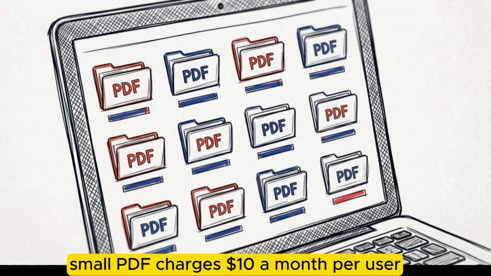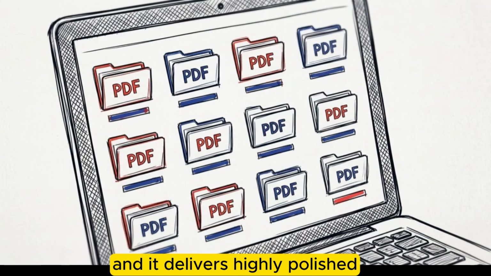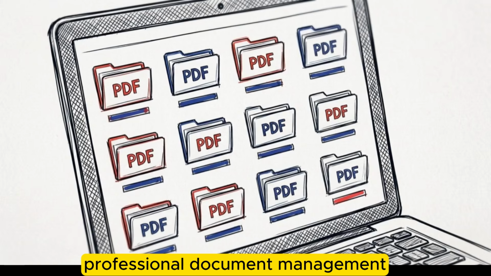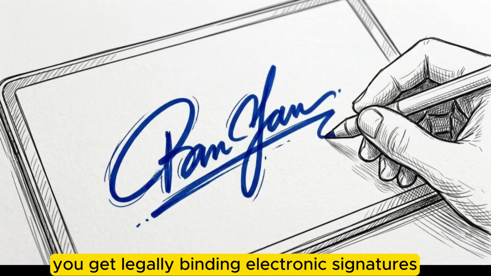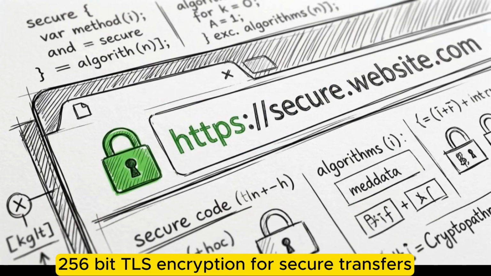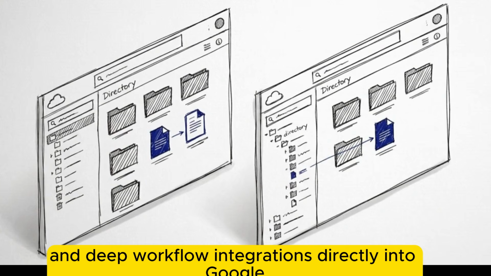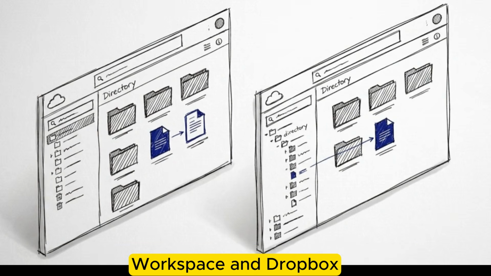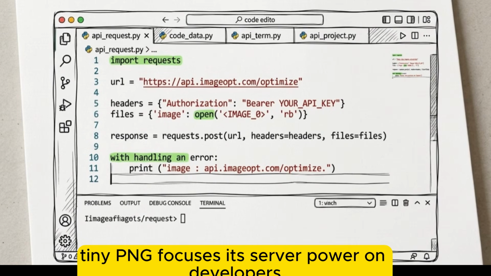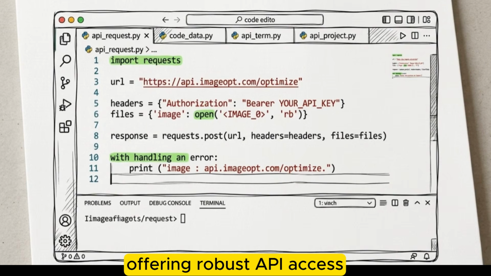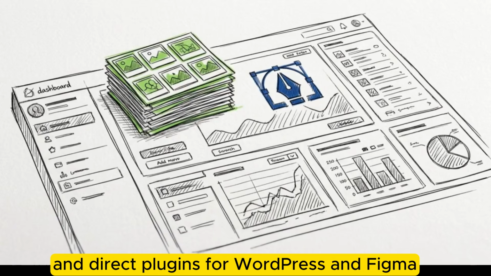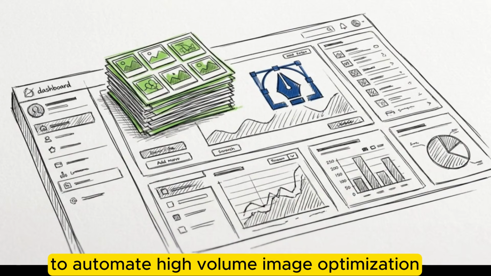Small PDF charges $10 a month per user, and it delivers highly polished, professional document management. You get legally binding electronic signatures, 256-bit TLS encryption for secure transfers, and deep workflow integrations directly into Google Workspace and Dropbox. TinyPNG focuses its server power on developers, offering robust API access and direct plugins for WordPress and Figma to automate high-volume image optimization.